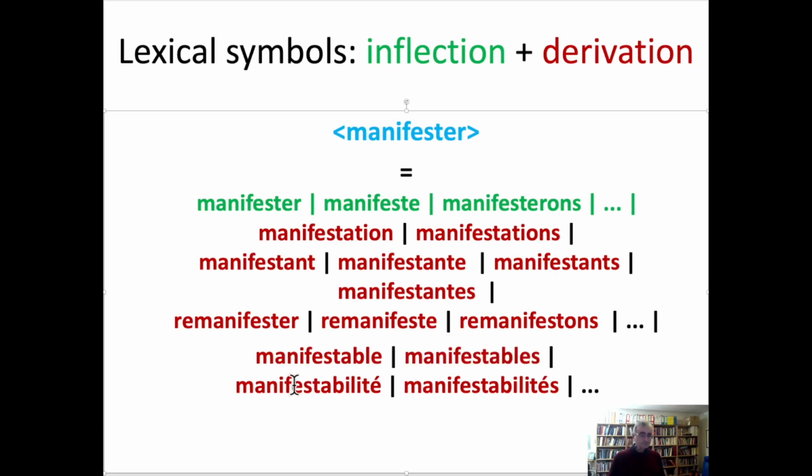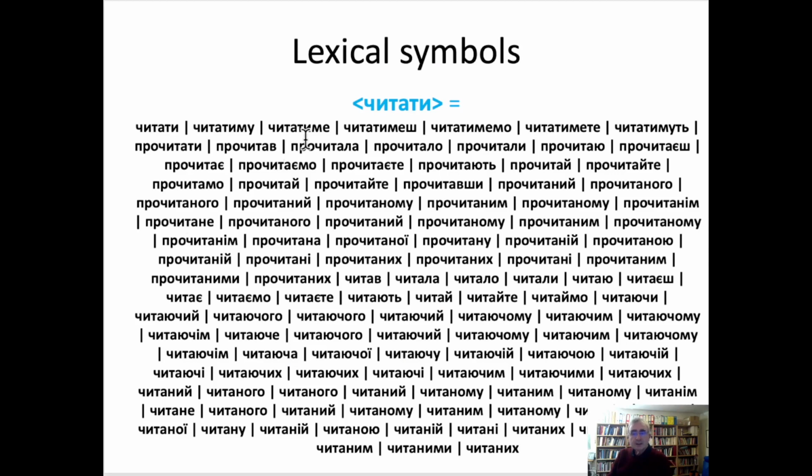manifestabilité, the power of an issue which can be used in a demonstration, for a demonstration, which can be fought for in a demonstration. And this is available, of course, for any language. So, for example, here, if you type in this Ukrainian word, it will match any of all these forms. So this is very interesting for languages that have a heavy morphology.